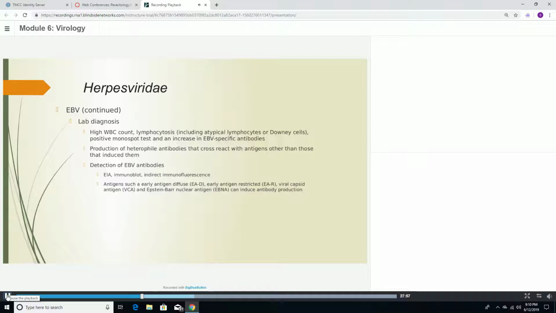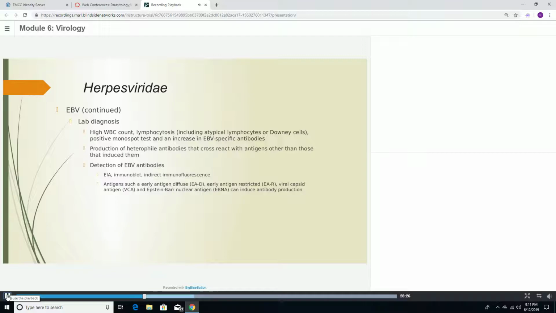Epstein-Barr virus, the laboratory diagnosis again here, this is where we'll get into it. We're going to see a high white blood cell count with lymphocytosis. This includes atypical lymphocytes or reactive lymphocytes, also known as Downey cells. You'll be able to tell them because these reactive lymphocytes, they're lymphocytes, but they look like large monocytes that have a darker cytoplasm. So you'll be able to know if a patient has reactive lymphs. You should be able to tell the difference.